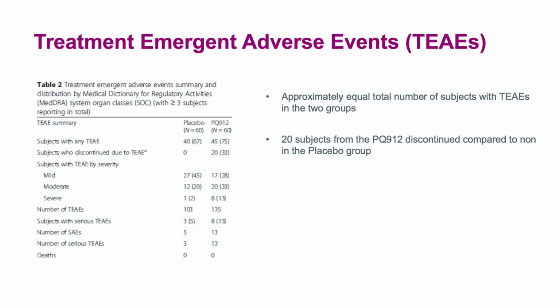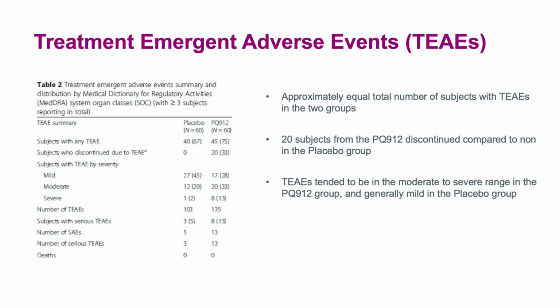Now, it's also noteworthy that the TEAEs tended to be in the moderate to severe range in the PQ912 group, and they were generally mild for the placebo group. So this suggests that whilst the total number of subjects impacted was quite similar, the nature of the treatment emergent adverse events was quite different, whereby there were more serious TEAEs in the PQ912 group when compared with placebo.